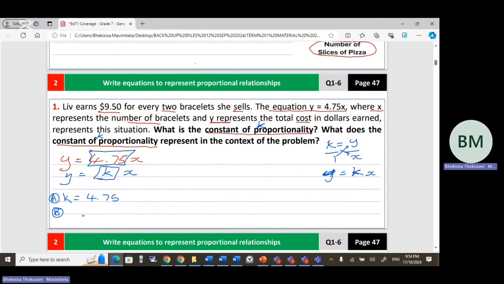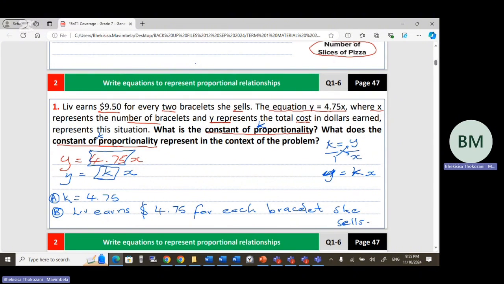So it means that she earns $4.75 for each bracelet she sells. Okay, so this is the meaning.